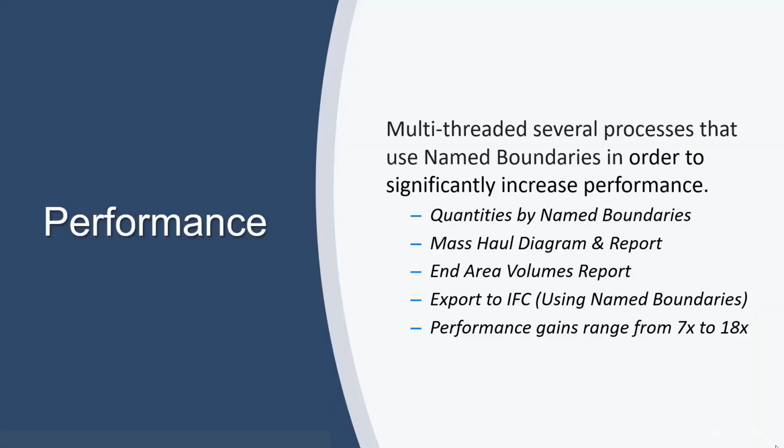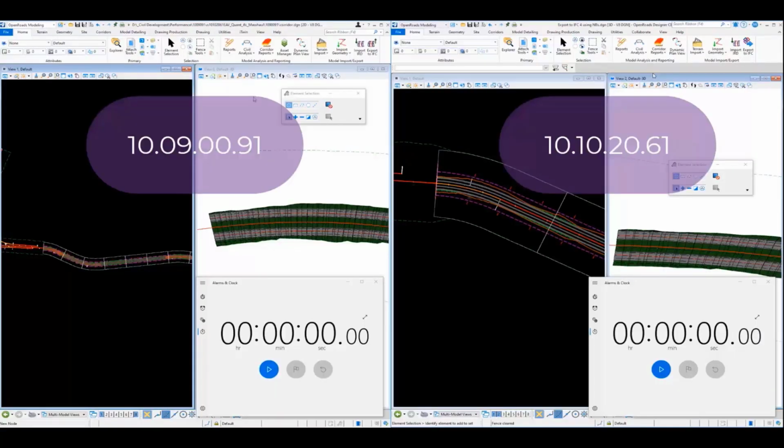In the area of performance, we multi-threaded several processes that used name boundaries in order to significantly increase performance. This includes quantities by name boundaries, the mass haul diagram and report, the end area volumes report, and export to IFC when using name boundaries. Users should see significant performance gains ranging from 7 to 18x.